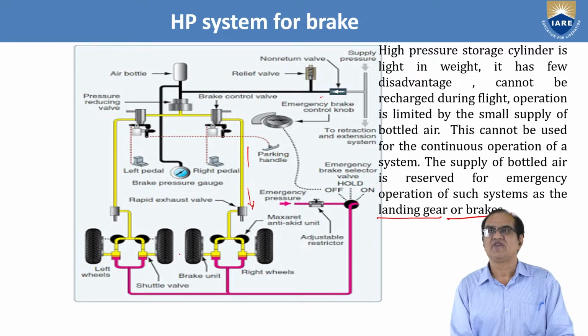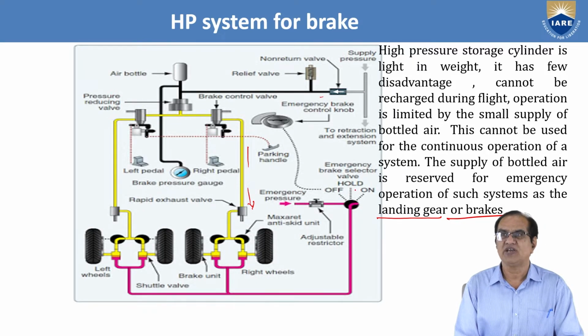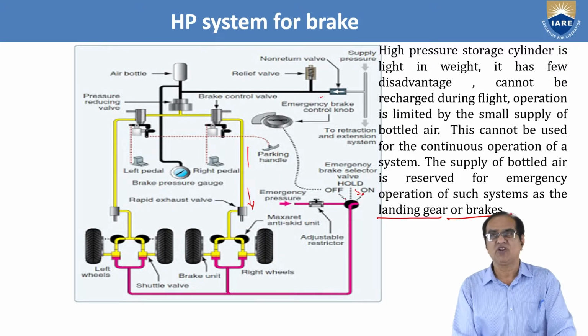And here we have the knob, emergency pressure, and here we have the hold, on and the off. Three positions of the switches are there. If you want to hold in the particular location, you hold it. If you want to make it off, you shift to this direction, and if you want to make on, you shift this lever to this position. Okay, so here we have three locations.